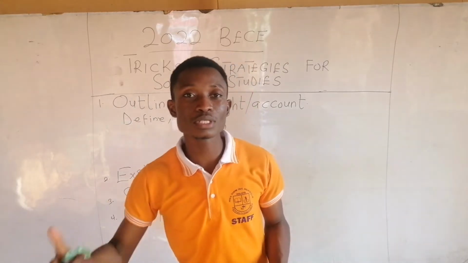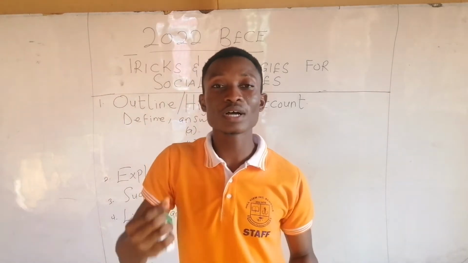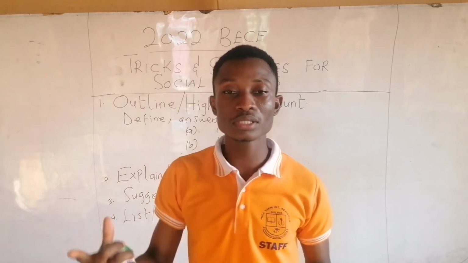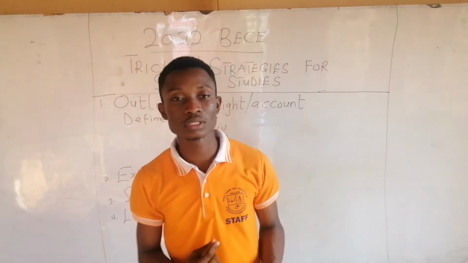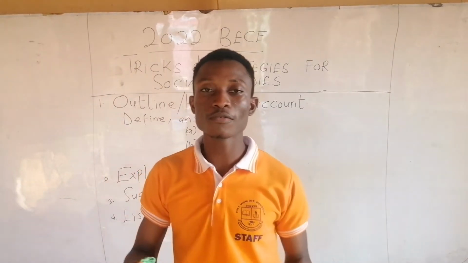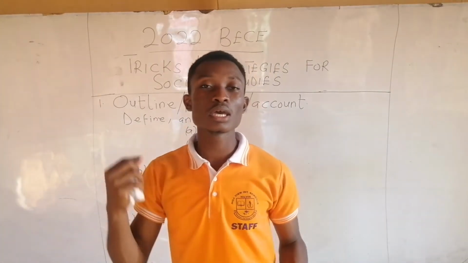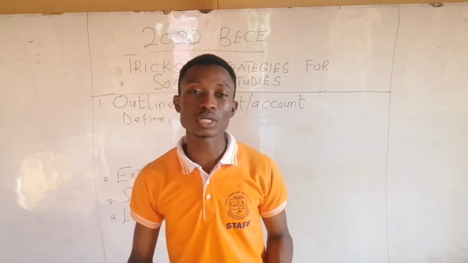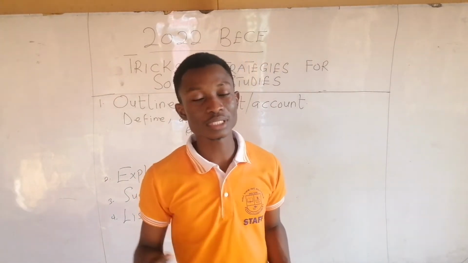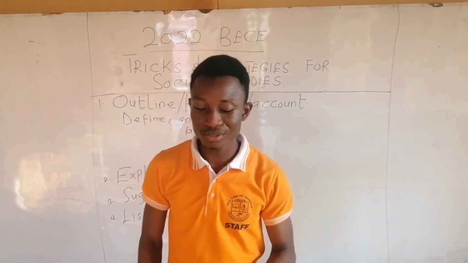B. A constitution spells out the powers and functions of various agencies of government. C. A constitution states the aims and goals of a country. D. A constitution helps in the maintenance of law and order through the existence of security agencies such as the police and the like. You are good to go.